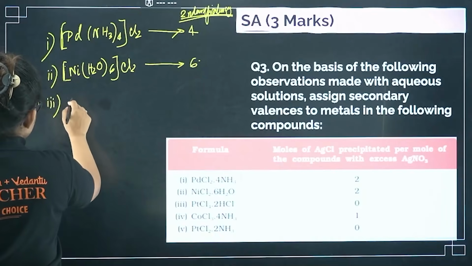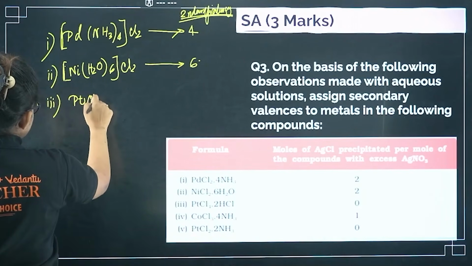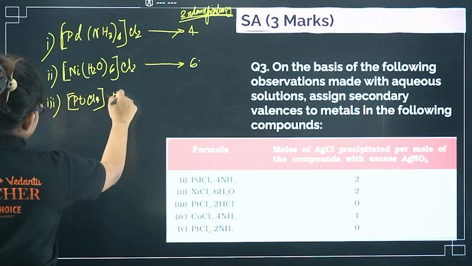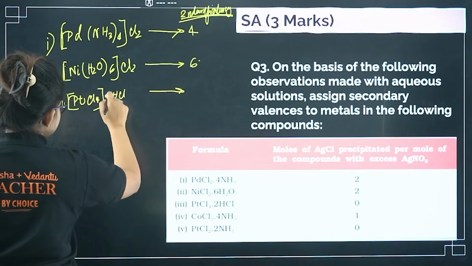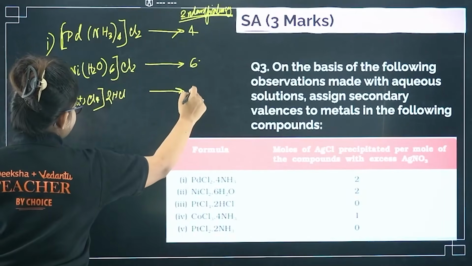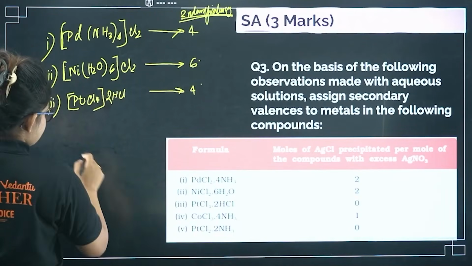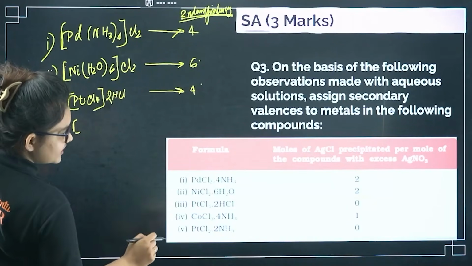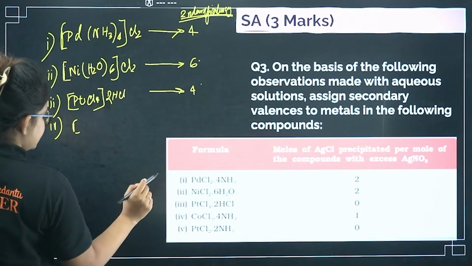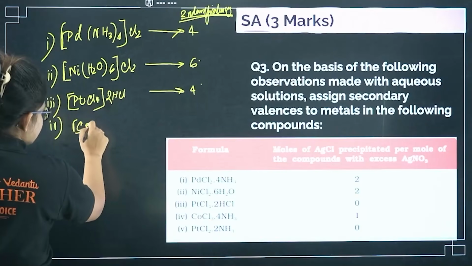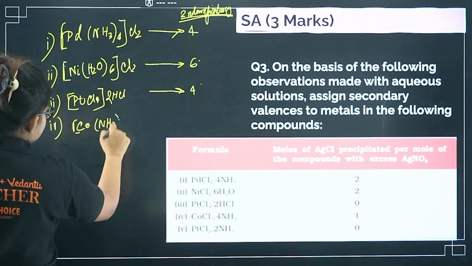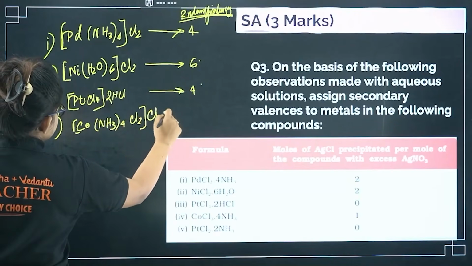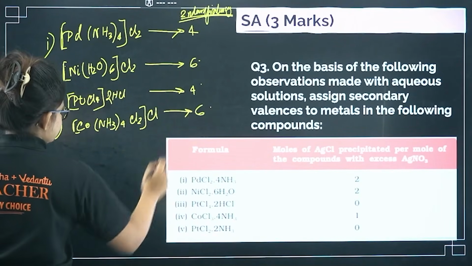So you can do it like PtCl4 like this, okay, dot HCl. So for this case, 2 HCl, I am getting 4, right, secondary valency. Next, CoCl3, I am getting 1 as AgCl, okay. So Co here, NH3 inside, 2 Cl inside, 1 Cl outside. So for this case also I am getting 6.